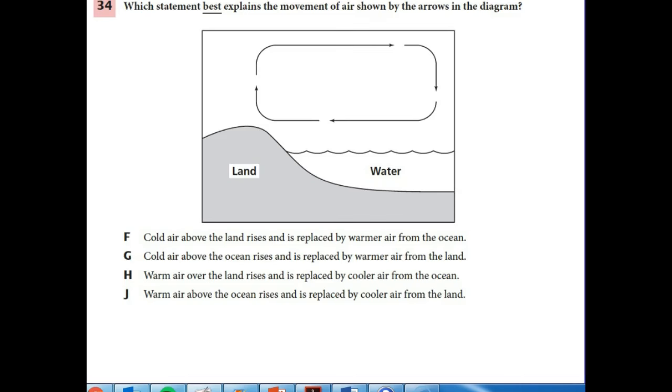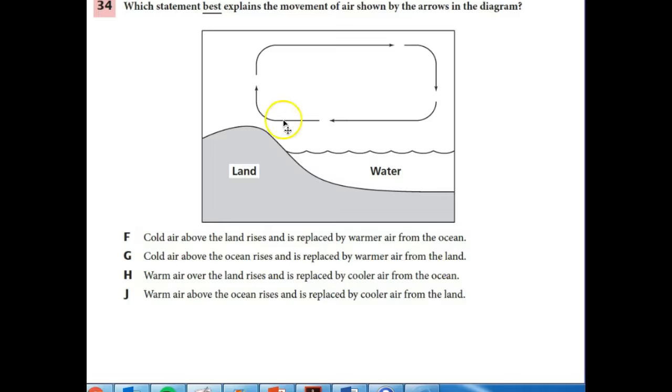Now, I want to show you a couple of the questions that you might see on TCAP about sea breezes. This is straight from the state's TCAP practice. Before we even look at the answer choices, I just want you to look at the picture. Notice we've got land and water. They haven't told us whether it's day or night, but you should be able to figure that out because look, there's air rising over the land and sinking over the water.